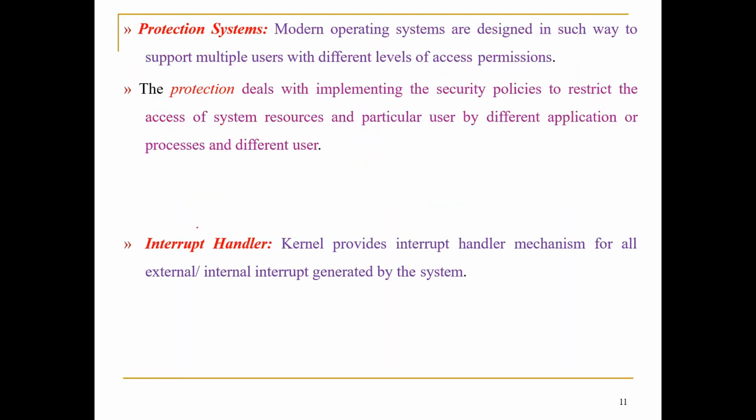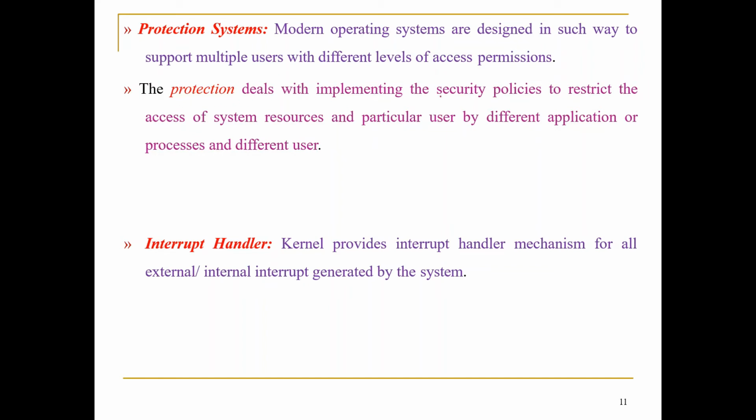Protection systems, quite obvious, right? You will have some important data stored in your embedded system, and you want that data not to be changed by anyone other than the administrator, or there will be some data present in the embedded system which can be changed by one or two users. So normally how do you do that? You do that by providing a protection system. Modern operating systems are designed to support multiple users with different levels of access permissions. Access is for what? For changing the data that is stored in the memory of the embedded system.